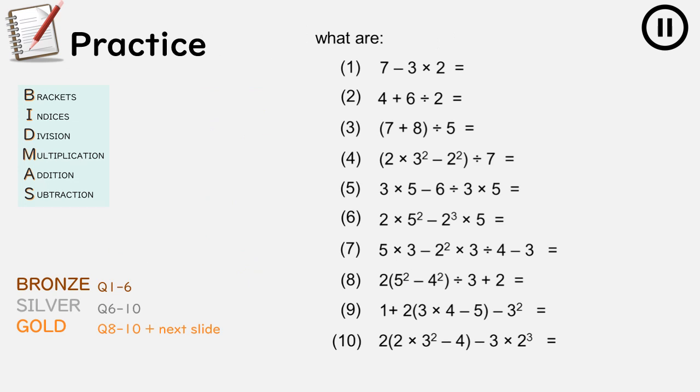Okay, so straight into some practice. If you're not so confident, start on bronze. If you're quite confident, start on silver. At any point, you can switch between bronze, silver, and gold. So if you choose questions too tricky, move back a stage. If you choose them too easy, move up a stage. Those of you who are choosing gold, you're only going to do questions 8, 9, and 10, and then you're going to have a go at some questions on the next slide as a sort of extension.